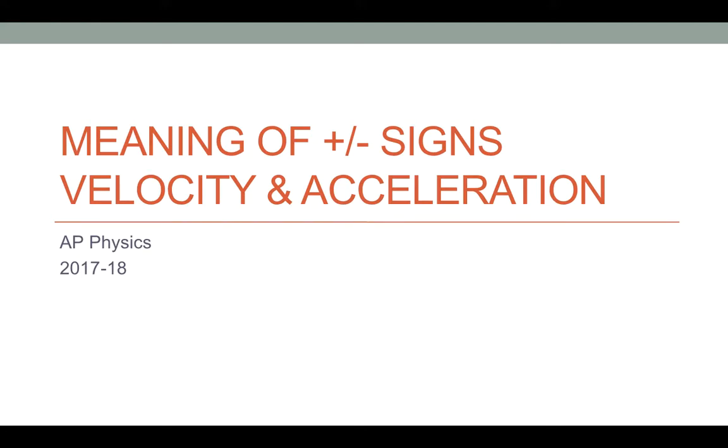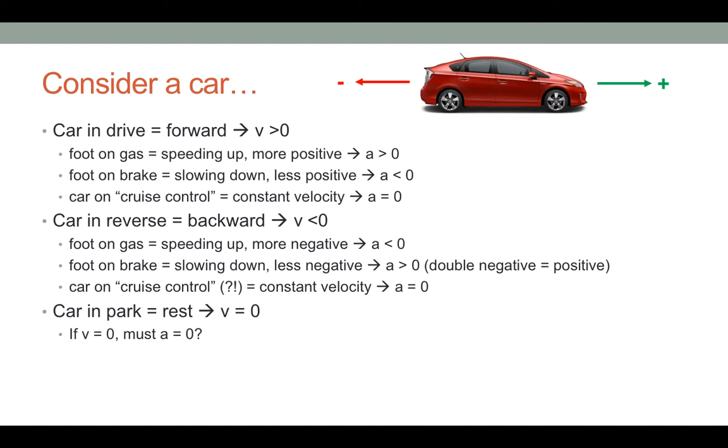A point of confusion in kinematics is the meaning of the plus and minus signs for velocity and especially for acceleration. We can look at several ways to consider the meaning of these signs. The first thing we'll look at is a car, because most of you have some experience in driving a car. If you put the car in drive, it will obviously move forward, and we will call that a positive velocity. Put the car in reverse, it will back up, and we'll call that a negative velocity.